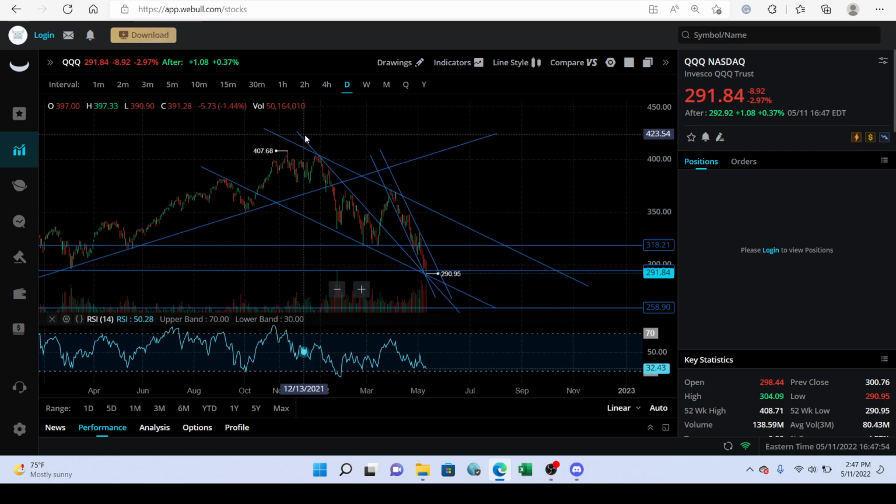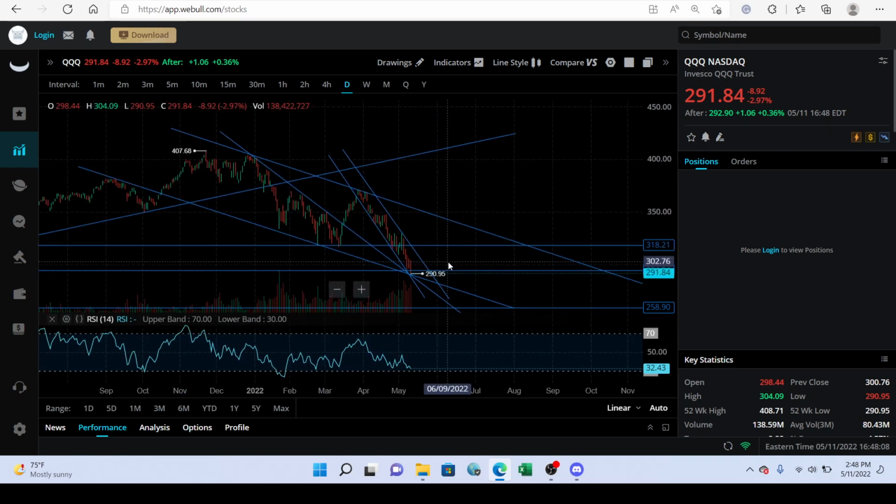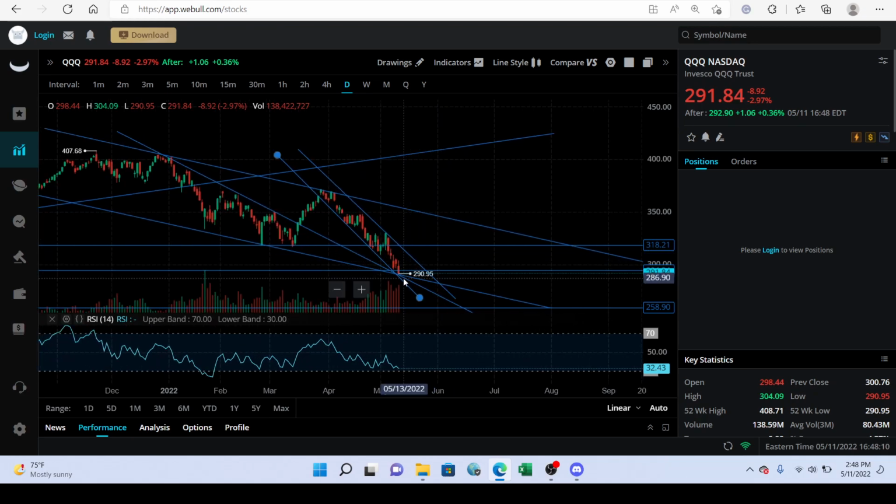But look, there's also this trend line. This trend line used to be resistance, and then we broke out of it, and now we're fading. But look, now this resistance trend line is meeting up with this support trend line, which is also meeting up with the bottom of this trend channel. So we have a three-way intersection right here at about 290.